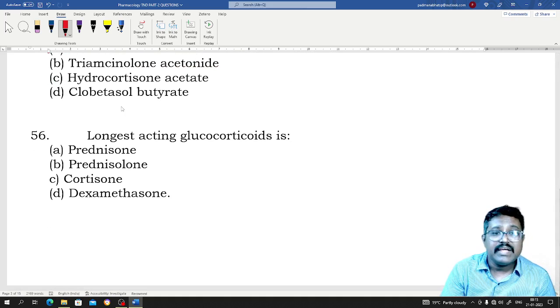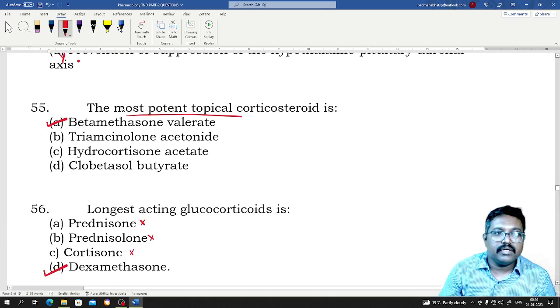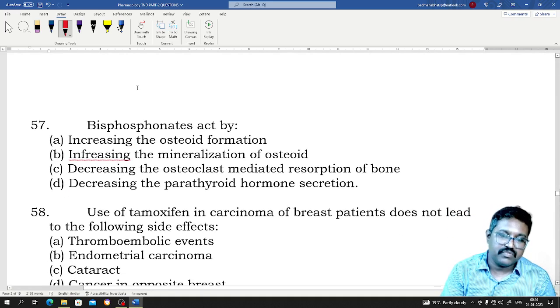Which is the longest acting glucocorticoid among these drugs? This is not the longest acting. Prednisolone is also not long acting. Cortisone is not long acting, and it is dexamethasone which is the long acting glucocorticoid. Okay. Next we'll move on to the 57th MCQ, that is bisphosphonates.